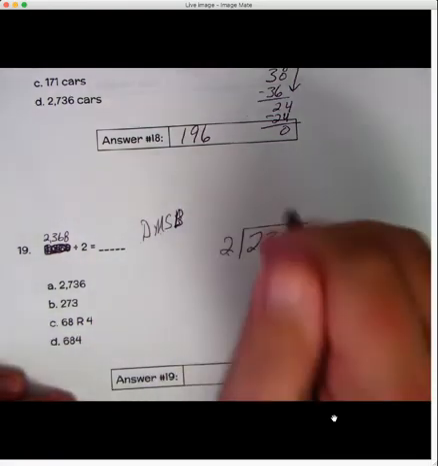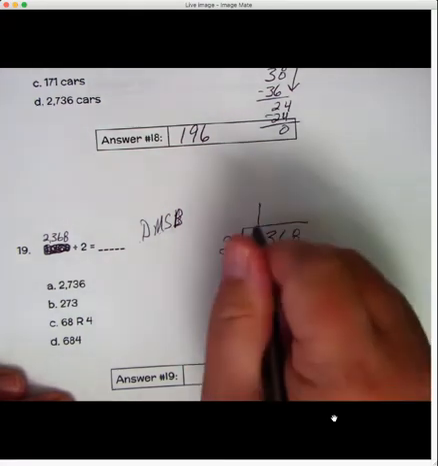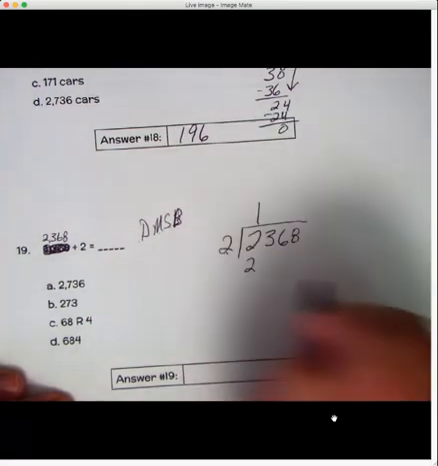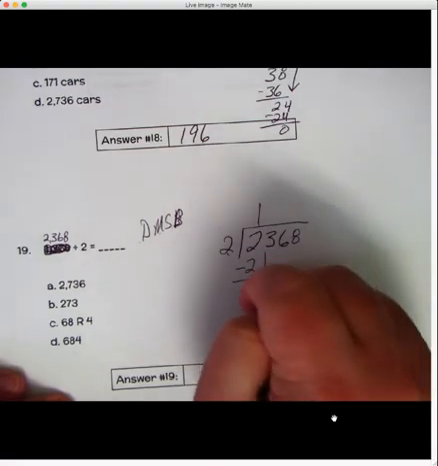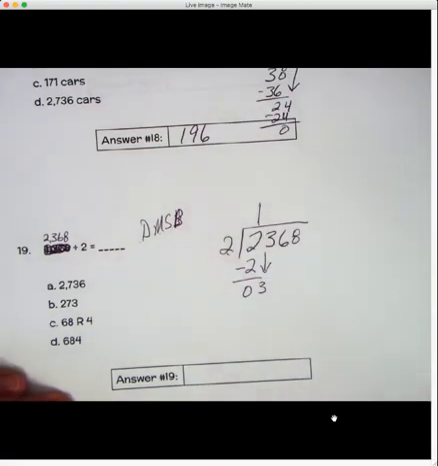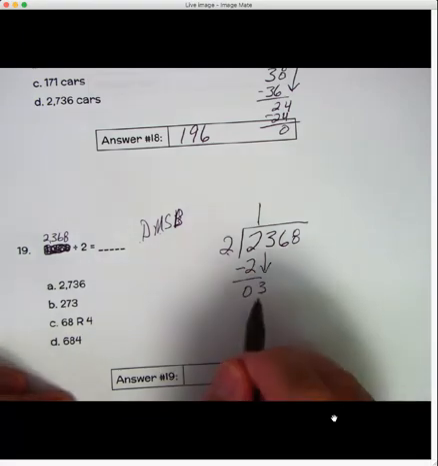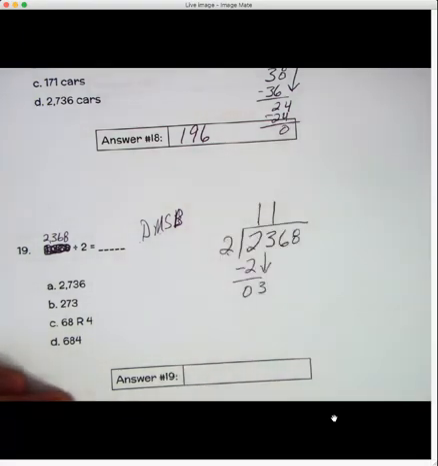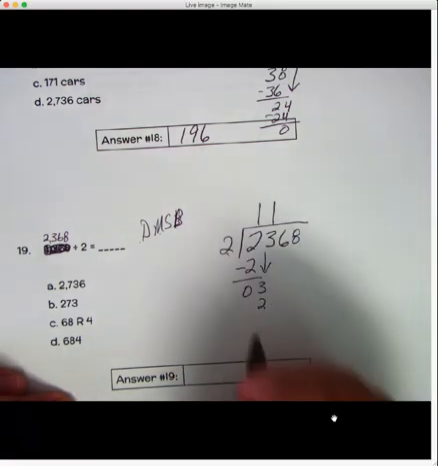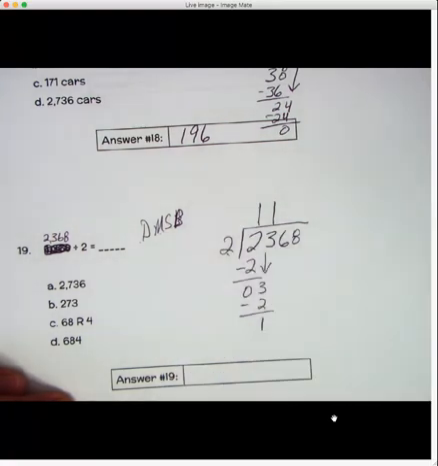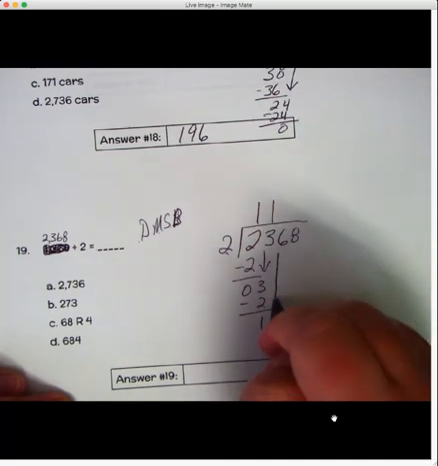2 divided by 2 is 1. Mama multiply. 1 times 2 is 2. Sister subtract. 2 minus 2 is 0. Brother bring down the 3. Daddy divide. 3 divided by 2 is 1. Mama multiply. 1 times 2 is 2. Sister subtract. 3 minus 2 is 1. Brother bring down the 6.